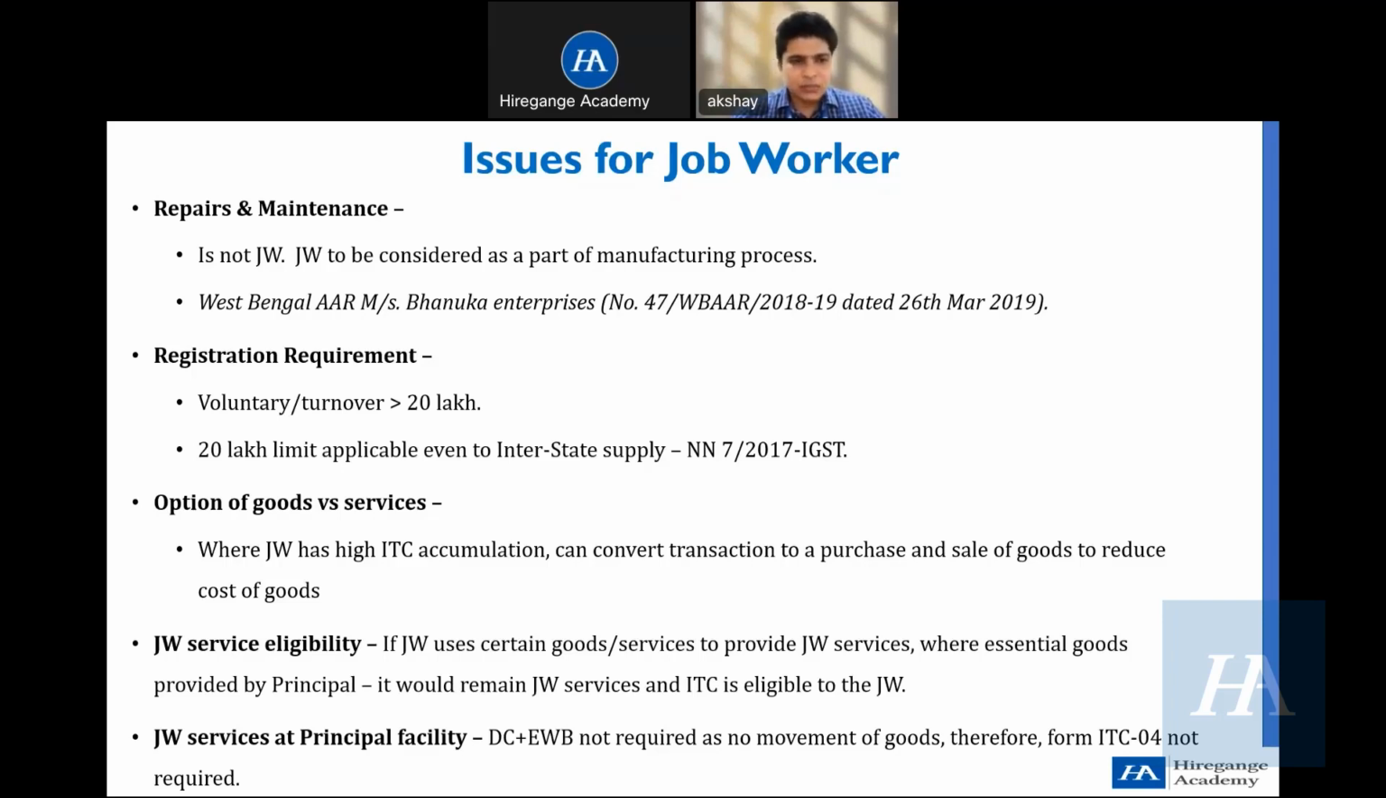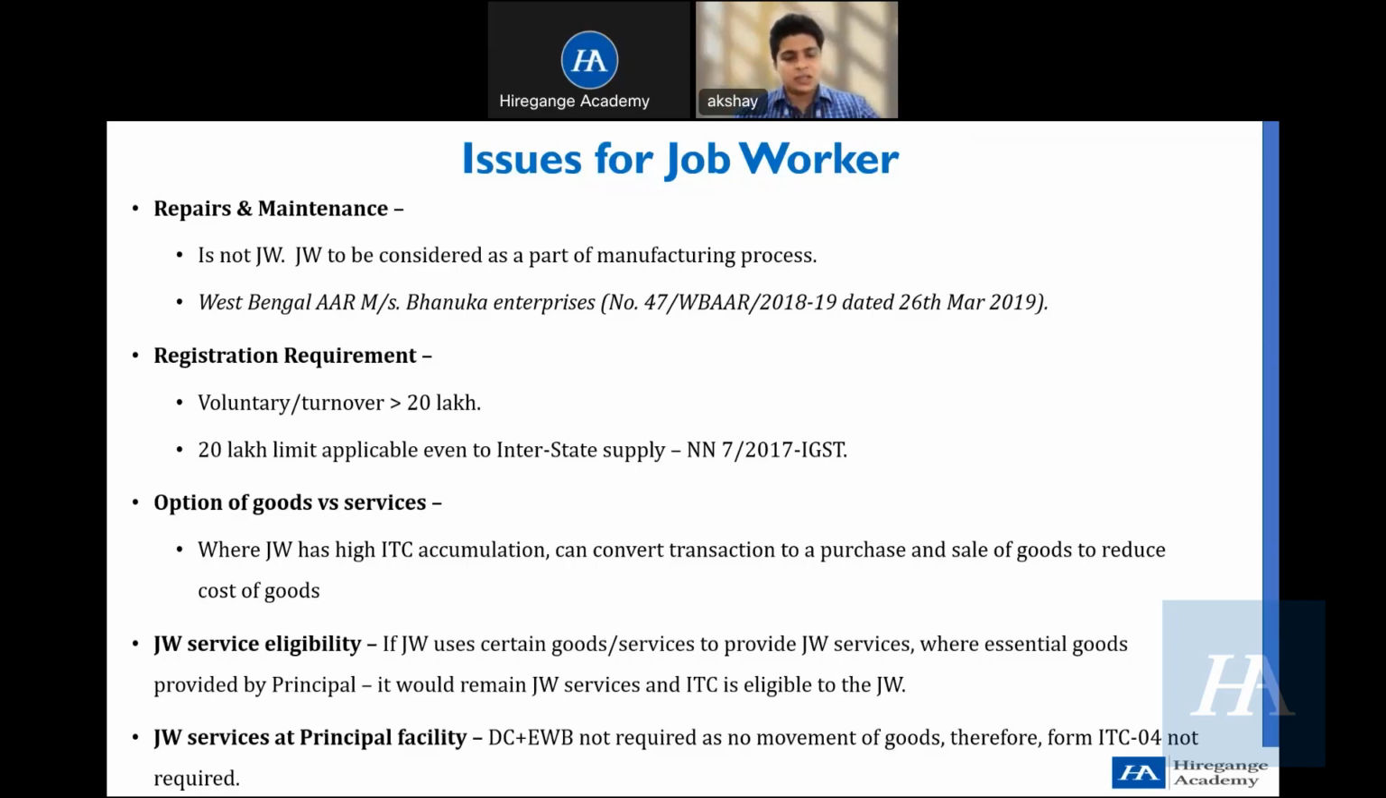On the registration requirement, either you can take a voluntary registration to ensure that the supplies can happen directly from your location, or where your turnover is going more than 20 lakhs. Even the 20 lakhs limit is applicable for interstate supplies. You can refer to notification 7/2017 IGST, which is providing this exemption. Please note under section 24 of the CGST Act, it was made mandatory to be registered for interstate supplies, but through this notification, this relaxation has been provided.